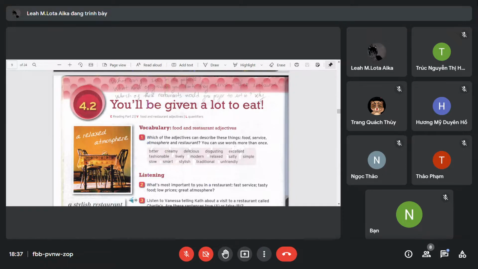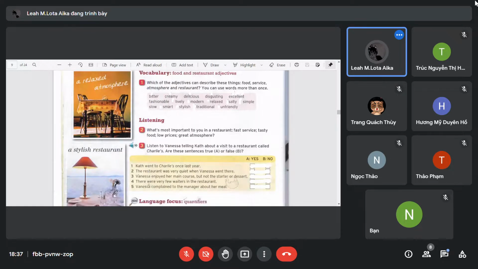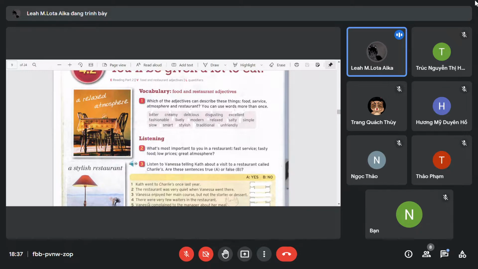Okay, so we have here 4.2, pages 22 and 23. Let's go over these two pages first. The title for this one is You'll Be Given a Lot to Eat. In this unit, we're going to talk about food and restaurant adjectives, with some words pertaining to food and restaurants. We also have two pictures given here.